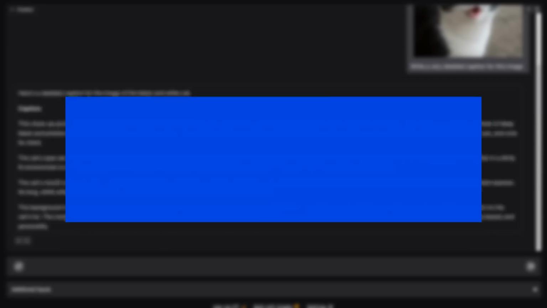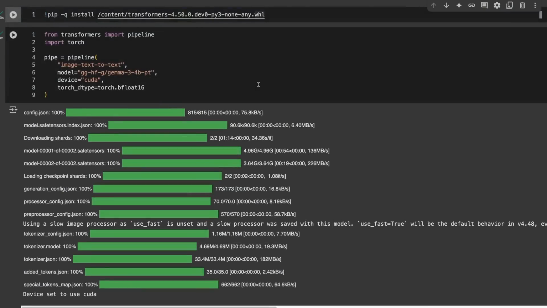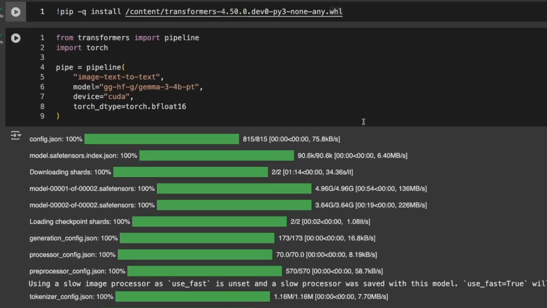All right, let's jump in and have a quick look at how you could set this up in the Transformers library and use it via code. Okay, so to run this in code, you will need a new version of the Transformers library. I'm actually trying this before the release, so there are a few things that are a little bit different in the code. I think it's a 4.49 or 4.50 version of Transformers that will be out at the time of the release. And then you've got a couple of options in here.